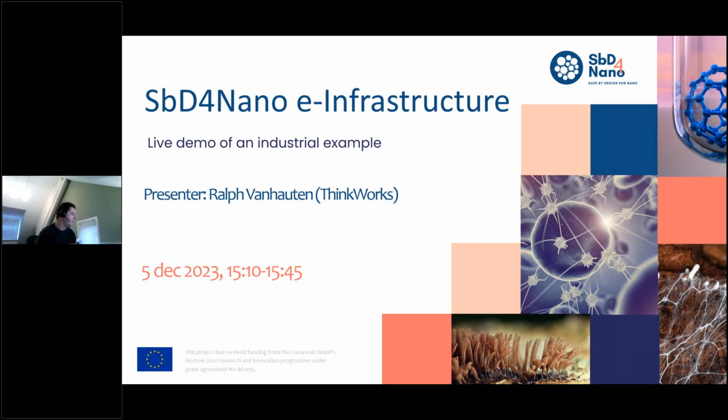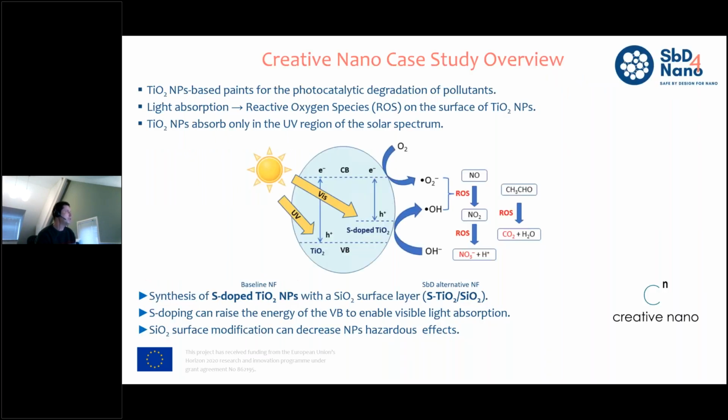Before I go to the live demo, I just first want to briefly introduce you to the case itself. It's one of our industrial case partners, Creative Nano, who use titanium dioxide nanoparticles in paints, and they apply them for their photocatalytic degradation properties. So basically, you can see here in the middle a schematic overview of the nanoparticle, which under light, normally under UV light, can create reactive oxygen species, and with these species, pollutants in the air are reduced.